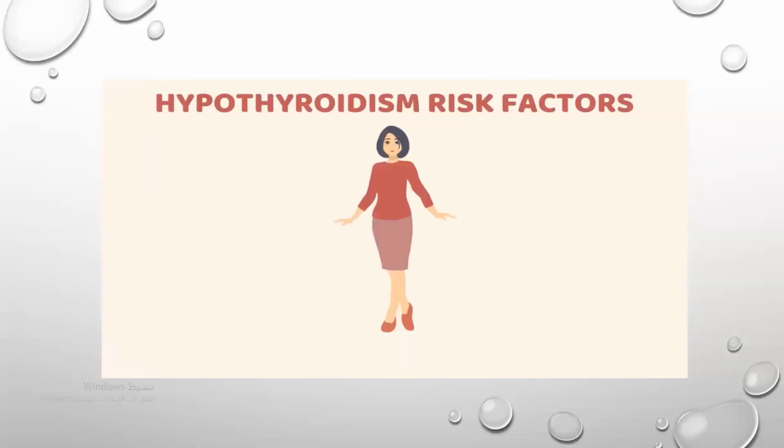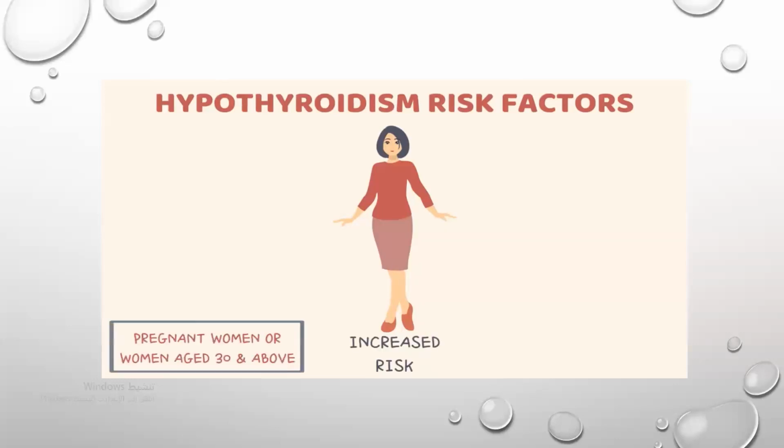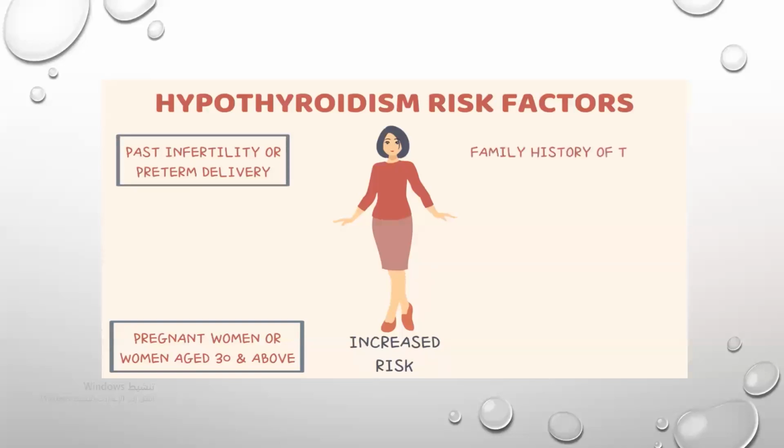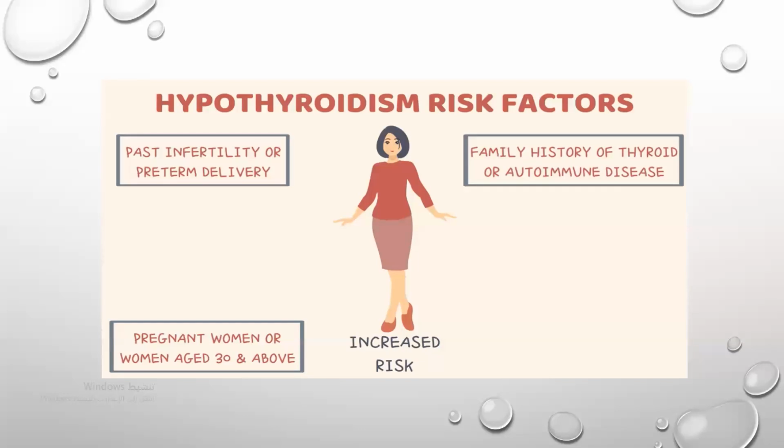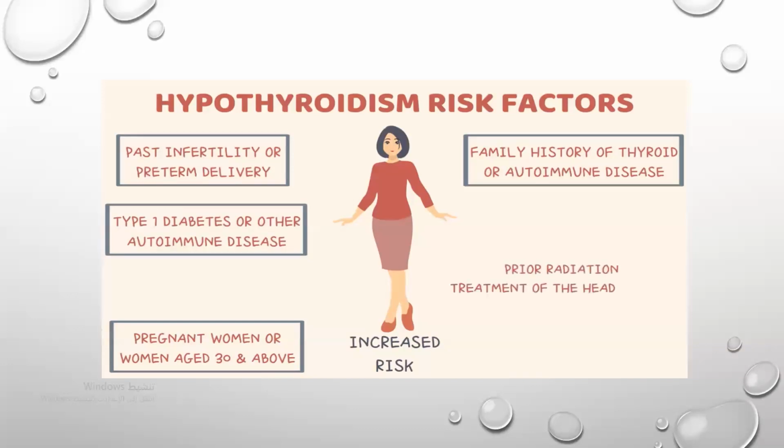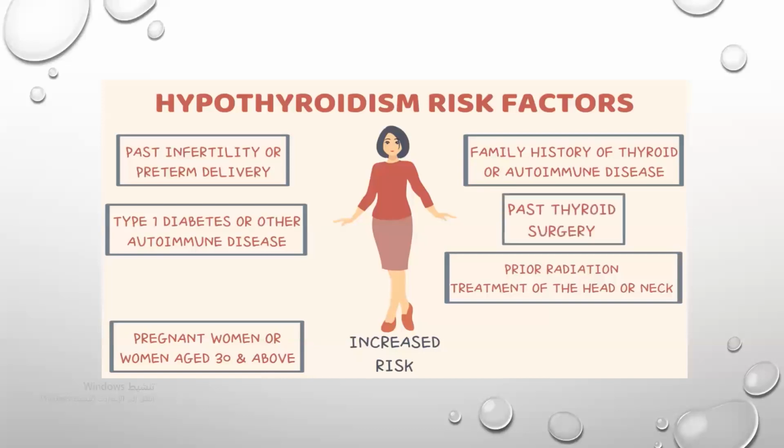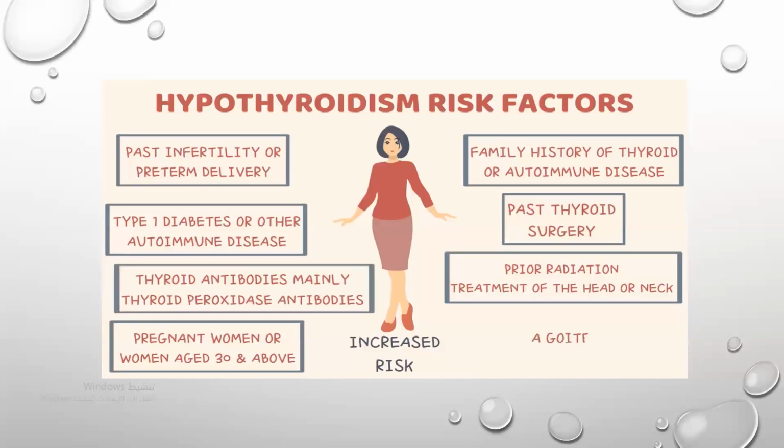Now let's look at some of the risk factors for hypothyroidism. Women are at increased risk of hypothyroidism during or after pregnancy if they are over the age of 30 or have past infertility or preterm delivery, a family history of thyroid or autoimmune diseases, type 1 diabetes or other autoimmune diseases, prior radiation treatment of the head or neck, past thyroid surgeries, presence of thyroid antibodies, mainly thyroid peroxidase antibodies. You have also an increased risk of hypothyroidism if you have goiter, which is enlargement of the thyroid gland.